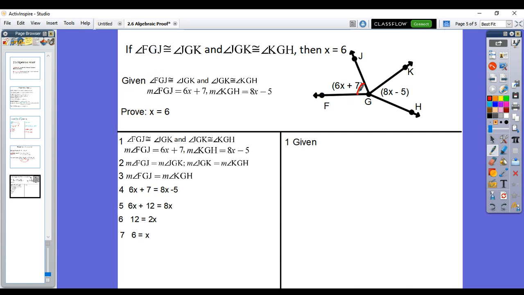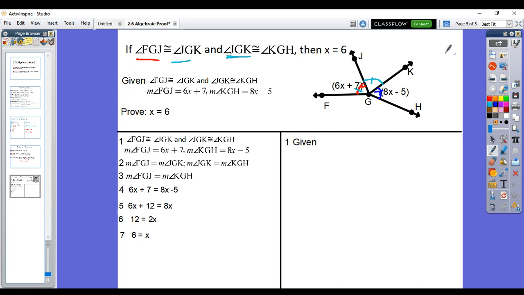We're saying this angle right here is congruent, so it's the same as JGK. This angle right here. So these two angles are the same. All right. And then we're saying that JGK, this angle right here, which we talked about, is congruent to KGH, this angle right here.